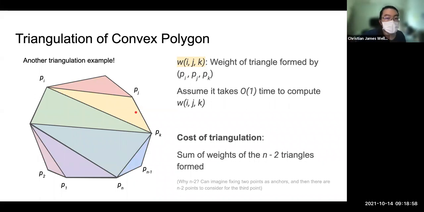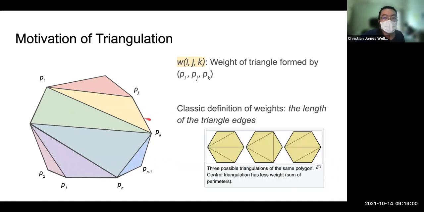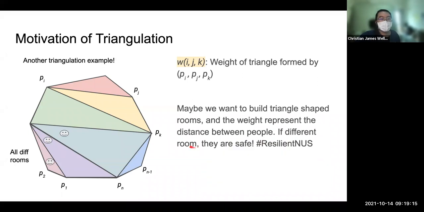So the classic definition of the weight is usually the length of the triangle edges, basically the perimeter of the triangle. You try to minimize the perimeter of a triangle. This is the classic definition of the weight. But here's another example.